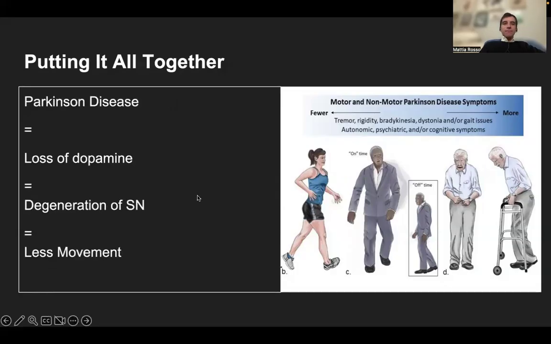Now, just one more question that I have for the group before I switch to my co-host today, Chris. If we put it all together, Parkinson's disease is due to loss of dopamine, degeneration of the substantia nigra, and less movement. Now, I'll open the floor to the group to make sure we're on the same page. What do you think could be a good way to treat Parkinson's disease if you were to think about it as a neuroscientist? Feel free to use the chat, raise a hand, or just chime in.